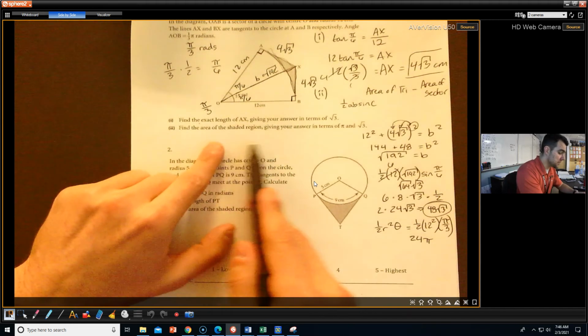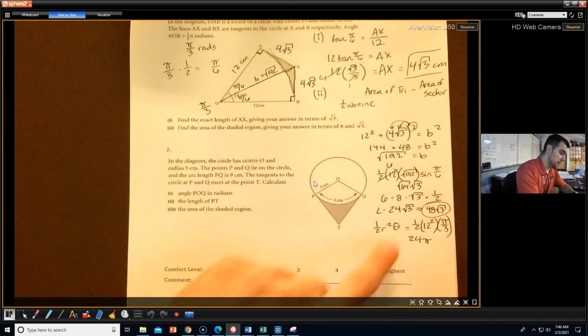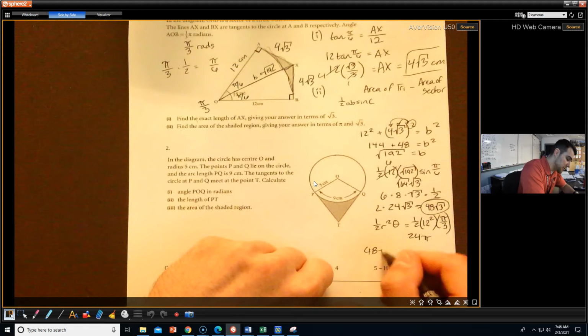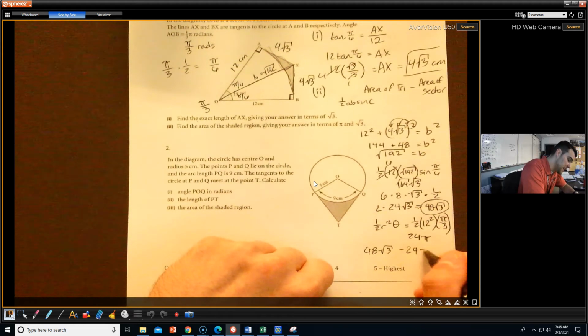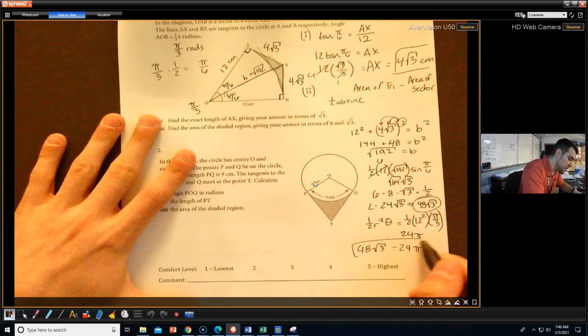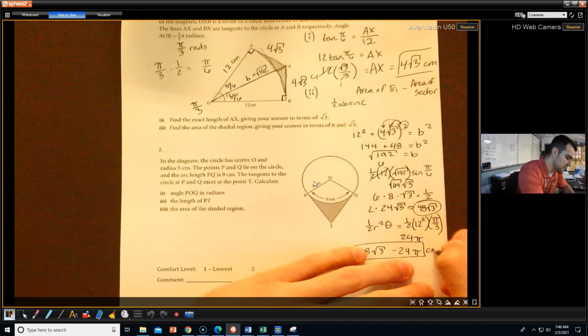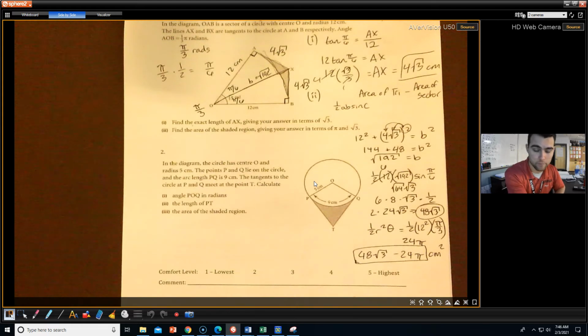It's good that I'm doing this again. Going back to this, give your answers in terms of pi and square root of 3. So now I do 48 square root of 3 minus 24 pi, and that's my area, guys. It wanted just the area in terms of that, so that is my area. Technically, it's centimeters squared. Okay.